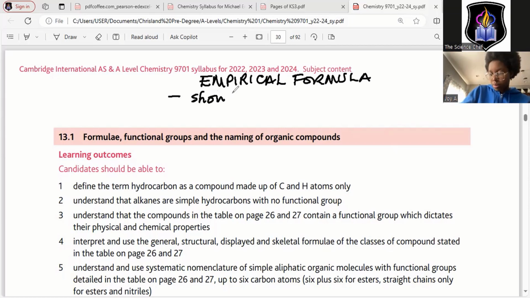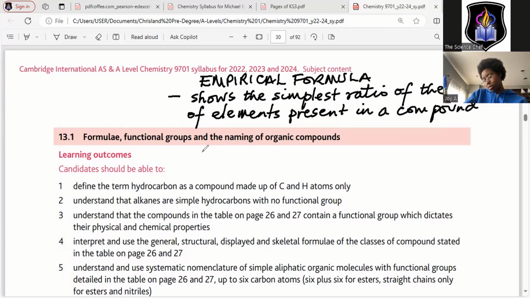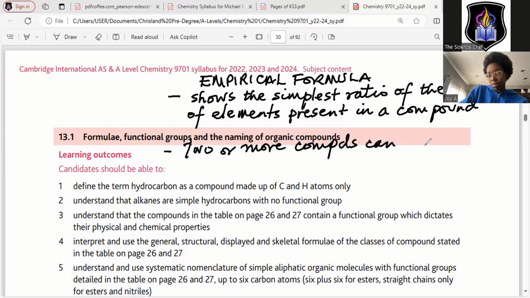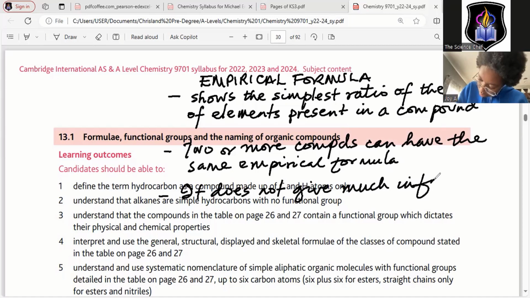Empirical formula is the formula that shows the simplest ratio of the atoms of elements present in a compound. Are you together? Yes, sir. Two or more compounds can have the same empirical formula. It does not give much information about a compound.